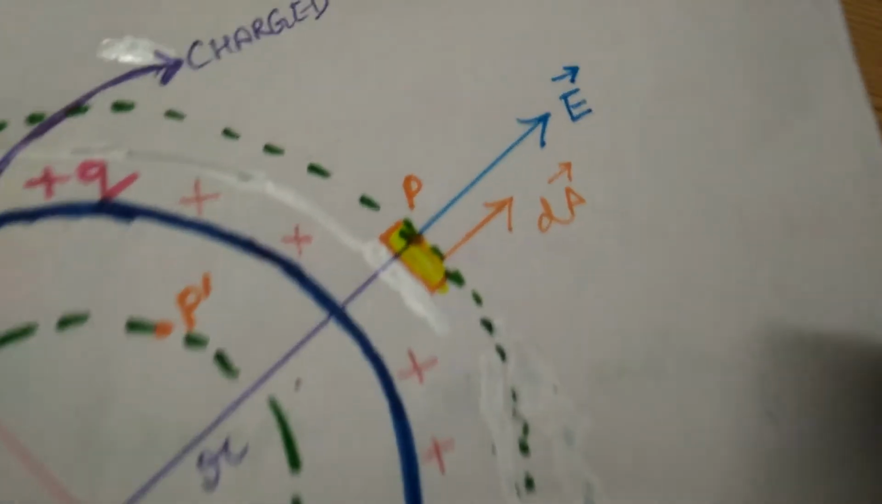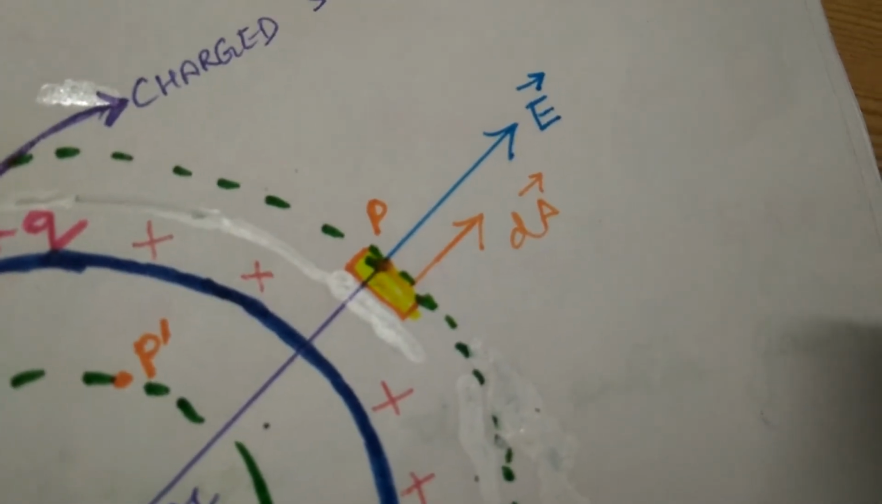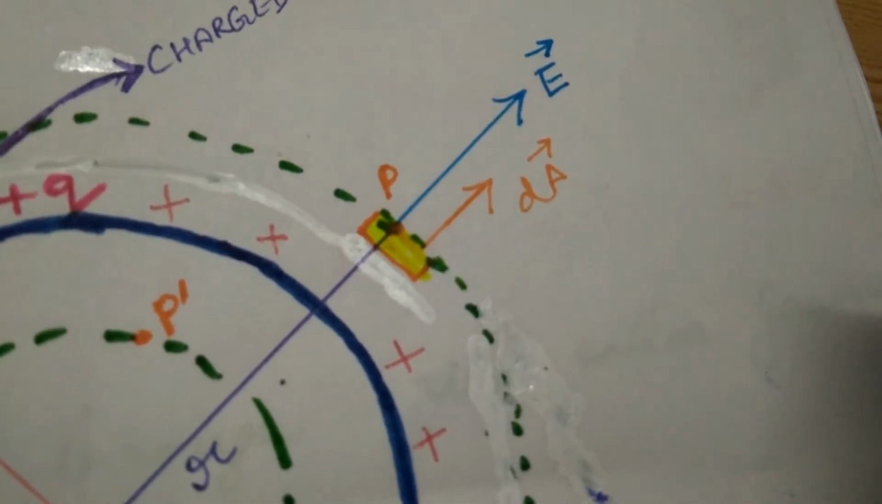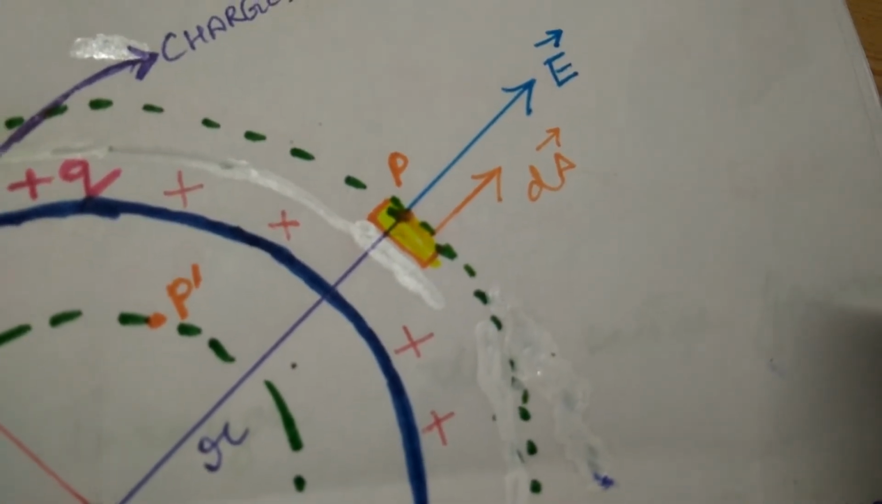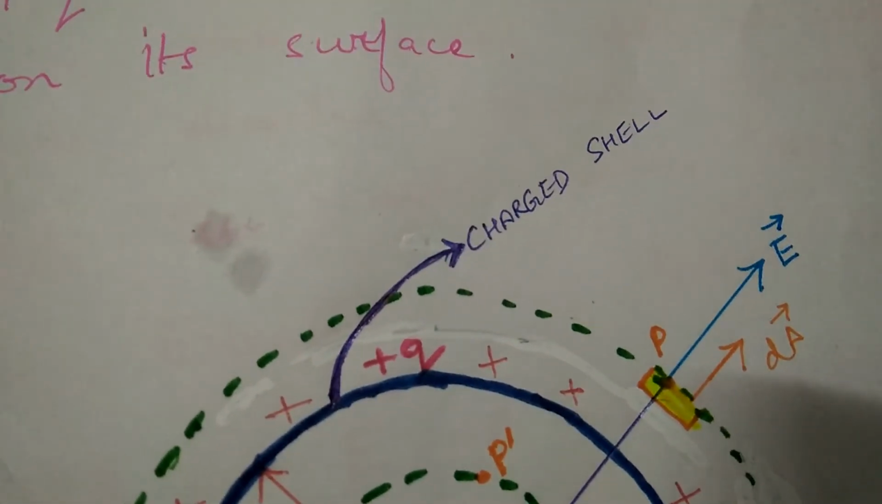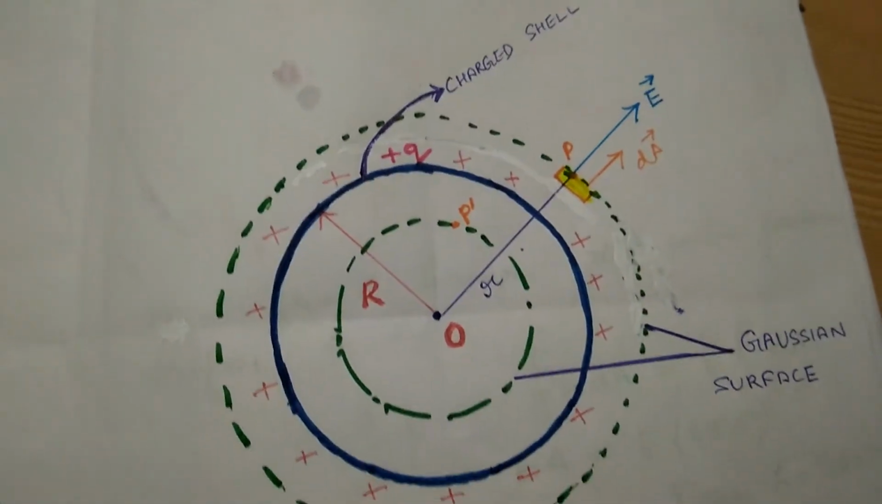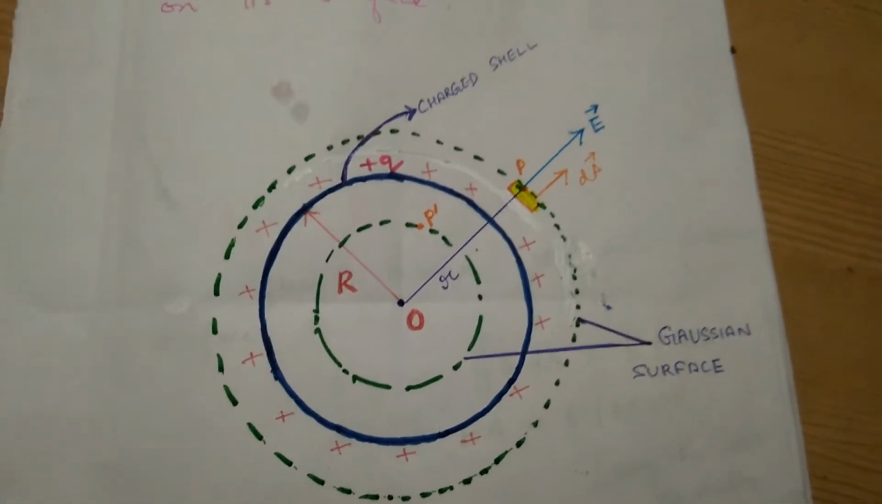And an area element is taken around P such that the electric field vector and area vector are parallel, meaning the angle between them is 0. So charged shell, Gaussian surface, this is the diagram.